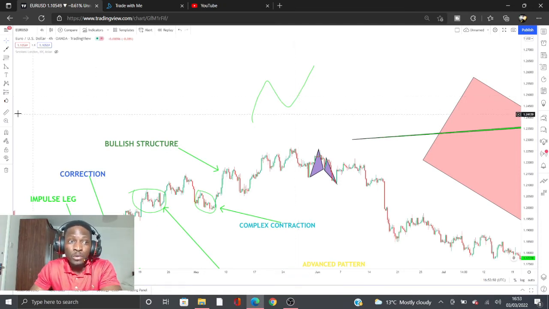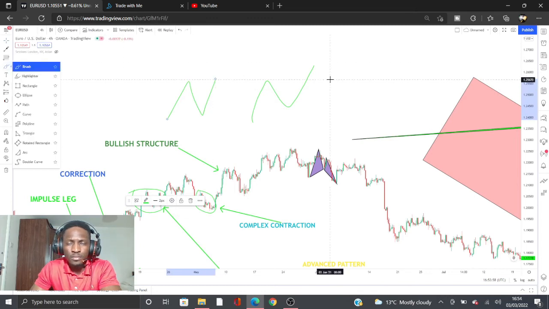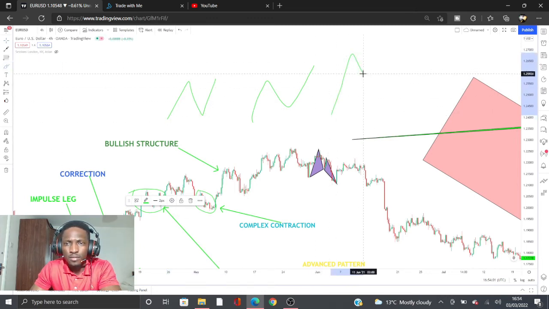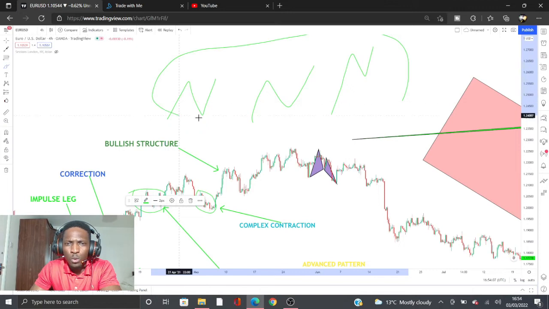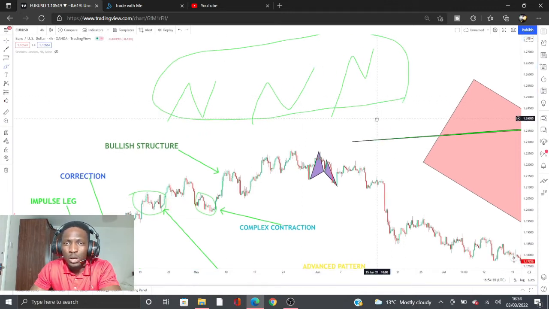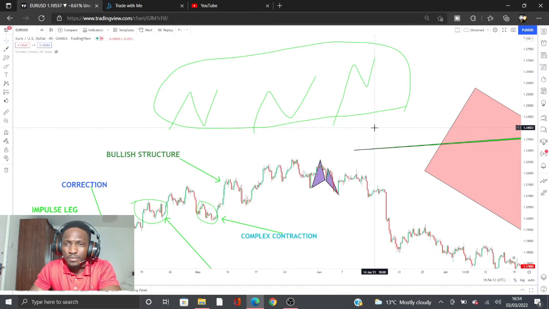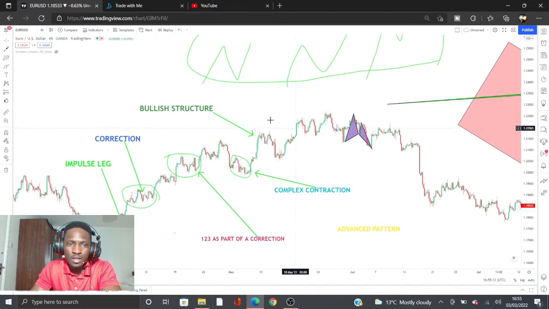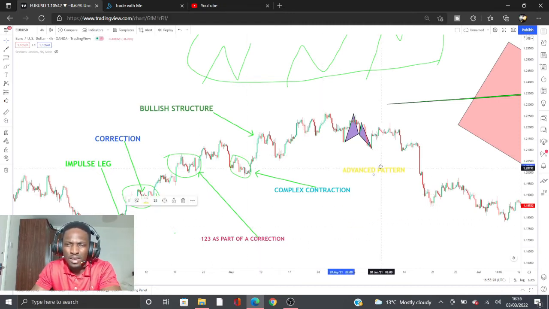So just like that example, this is a bullish structure. This is a bullish structure. All these three are bullish structures, and yet they all look different. Now this is just an introduction, because imagine that every single structure that you see on this chart, bullish structure, correction, impulse leg, 1, 2, 3 as part of a correction, complex contraction, advanced pattern, every single one of these structures has different layers to it.